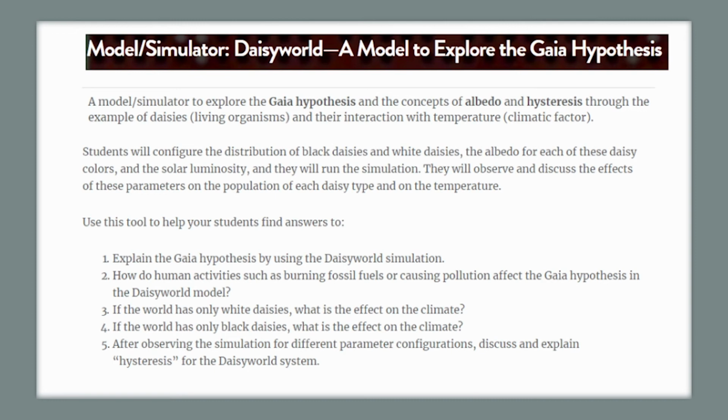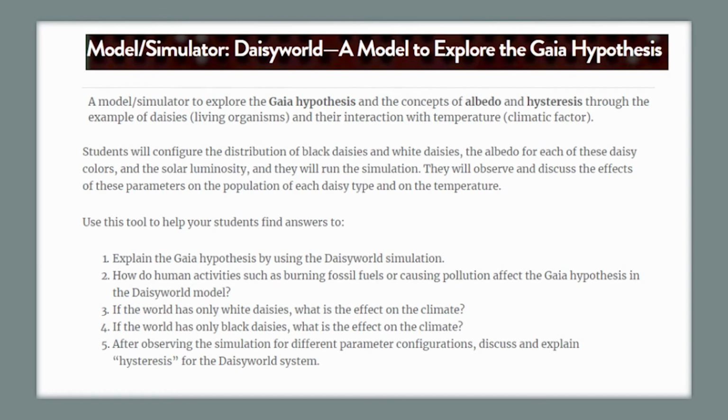In this model, your students will be able to configure the distribution of black daisies and white daisies, the albedo, which is the reflectivity for each one of these daisy colors, the solar luminosity, and then they can run a simulation in this environment, which we will tell you a little bit about. Your students can observe and discuss the effects of these parameters on the population of each daisy type and on the temperatures. So, using this model or simulator, your students can find answers to questions such as: what is the Gaia hypothesis, through the use of this Daisy World simulation?